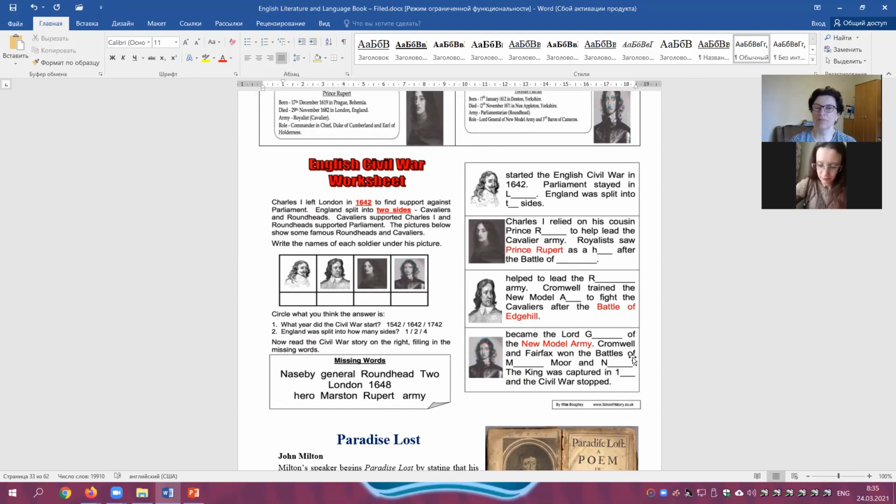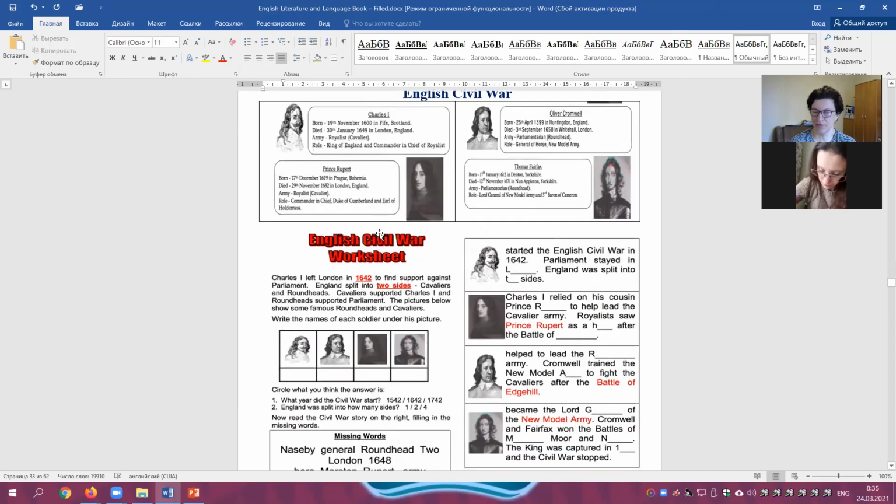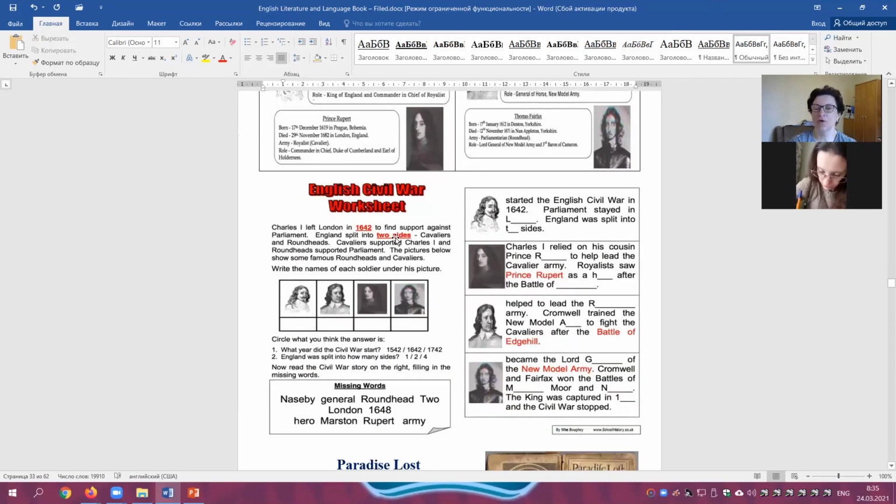Yeah, so Prince Rupert was helping Charles the First, and that was one side. On the other side, there was Oliver Cromwell with the Roundheads. Tell me, please, about them. Oliver Cromwell helped to lead the Roundhead army. Cromwell trained the New Model Army to fight the Cavaliers after the Battle of Edgehill. And finally, Thomas Fairfax became the Lord General of the New Model Army. Cromwell and Fairfax won the battles of Marston Moor and Naseby. The king was captured in 1648 and the civil war stopped.